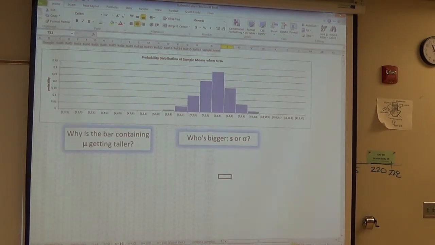How is it like all the other curves we've seen so far? The average is exactly the same. Beautiful. Did you catch this? The bar that contains the average is always the tallest one.